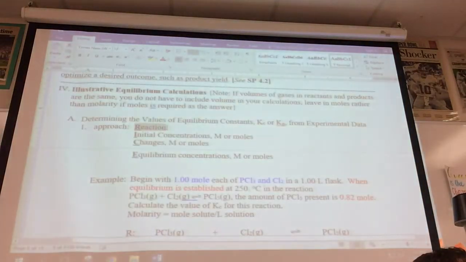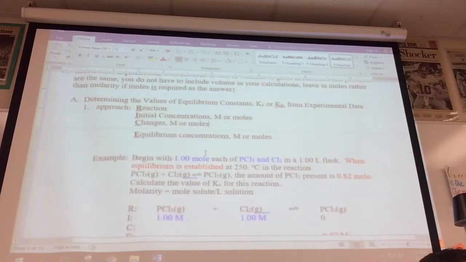R for reaction, I for the initial concentration. This can be in molarity or moles. It can only be in moles if the delta N of the gas is 0. C for change, whatever the unit for the I you'll continue with, and then E for the equilibrium concentrations, and you make what's called a RICE or an ICE table. And that's what I'm going to show you here.